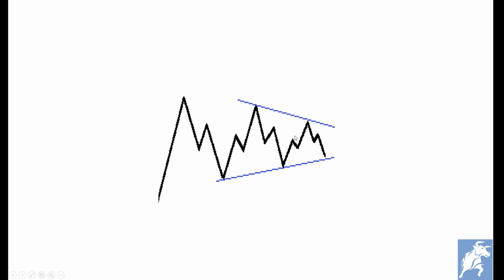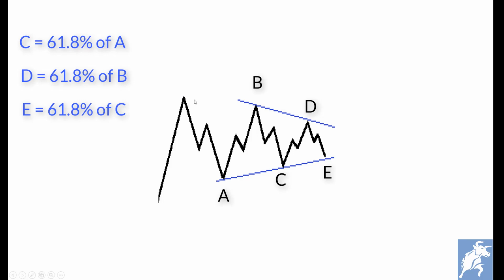So each leg consists of 3 waves. The interesting thing, guys, is that to determine where these waves can end in the triangle, usually you can use your Fibonacci retracements. So wave C is most of the time 61.8% of wave A. Wave D is then 61.8% of wave B, and wave E is then 61.8% of wave C.